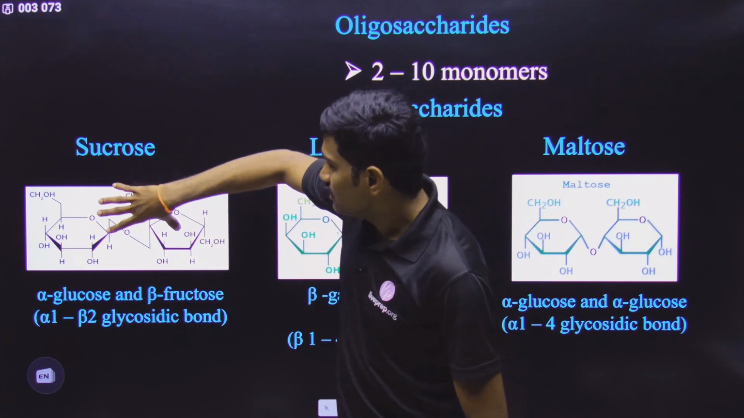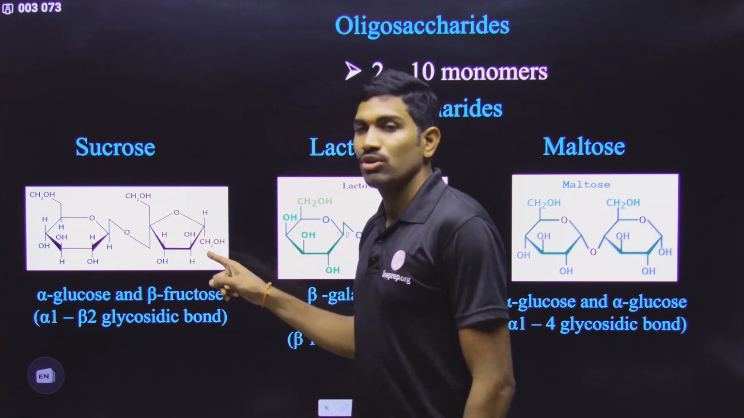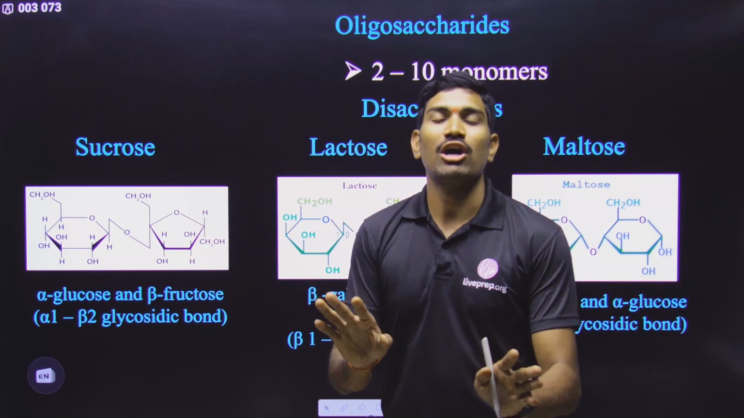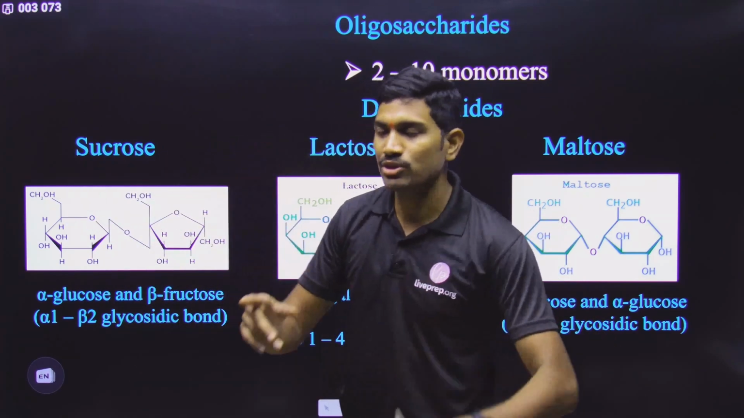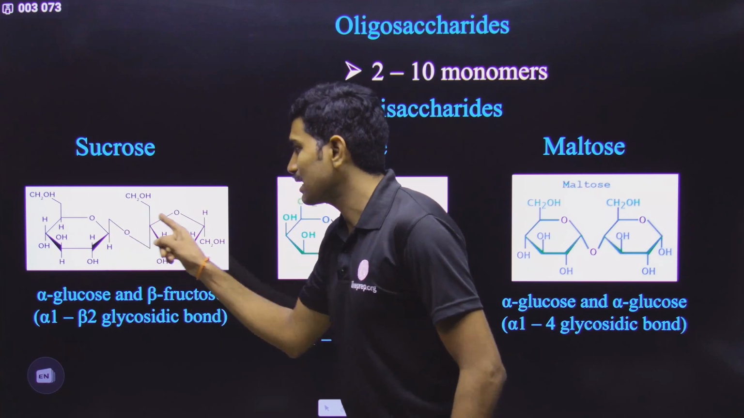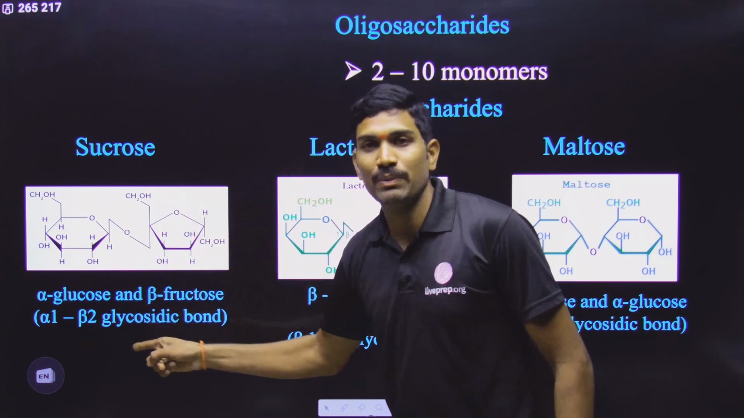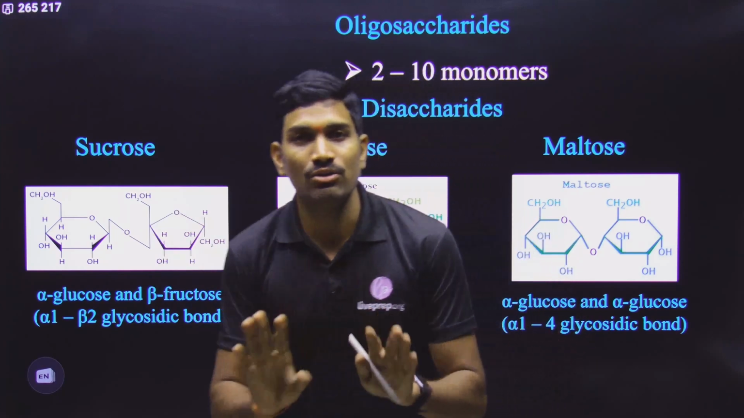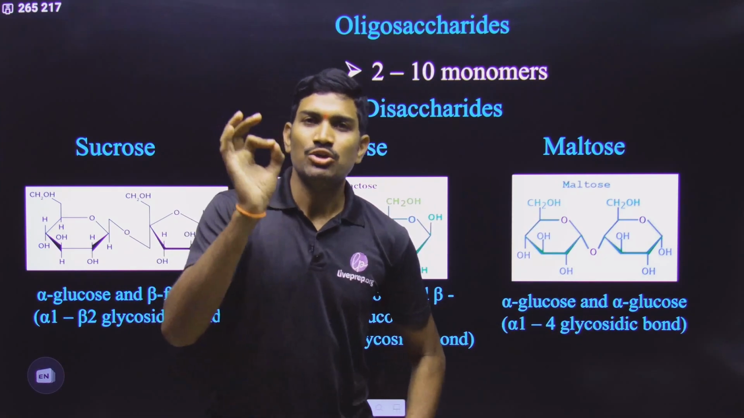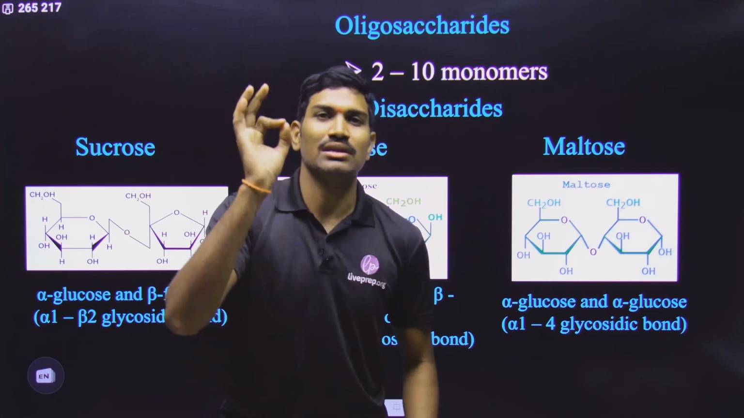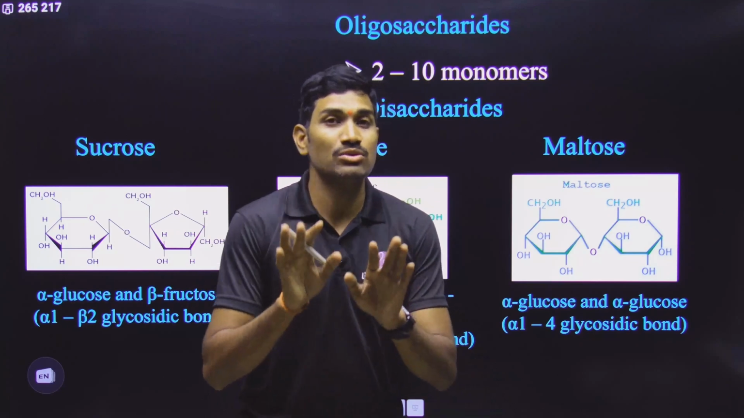That means in the case of sucrose, neither in glucose nor in fructose is a free carbonyl group present. In this structure, a free carbonyl group is not present because both the carbonyl carbons are in the bonding. So since a free carbonyl group is not present, sucrose is not a reducing sugar. That's why sucrose is a very important example for examination. Sucrose is a non-reducing sugar, whereas lactose and maltose are reducing sugars.